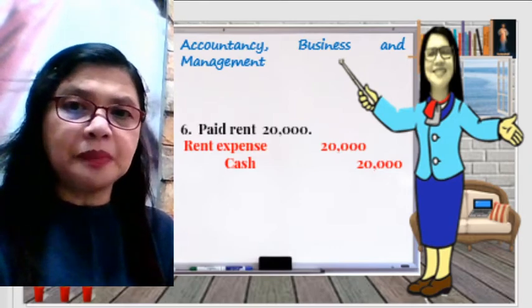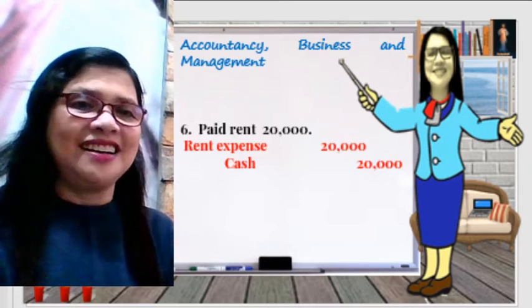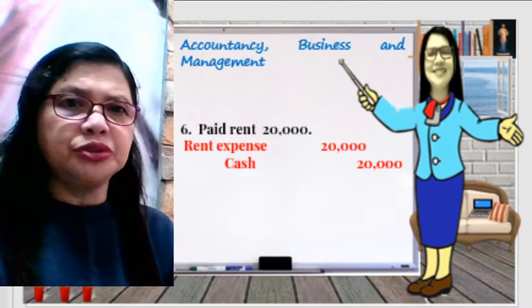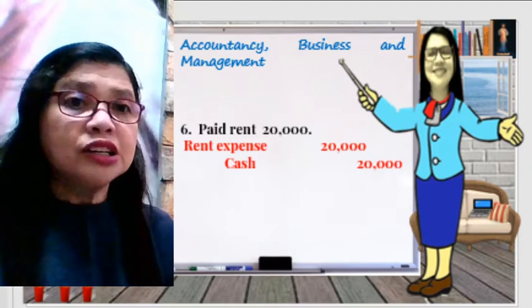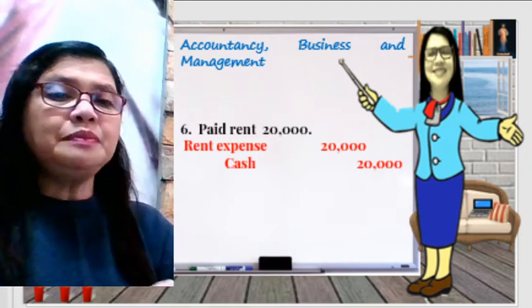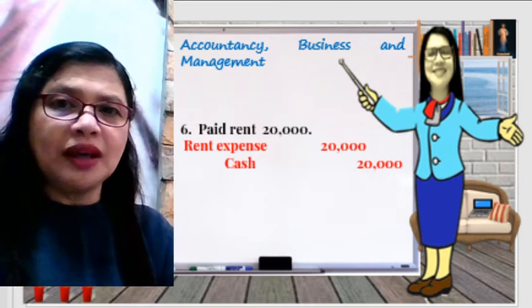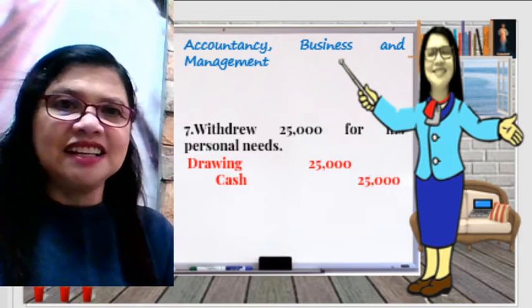Next, we have paid rent 20,000. Rent expense, as we know, is a debit account. Okay? Expenses are a debit normal balance. So you debit rent expense, 20,000. And because you paid, you disburse cash of 20,000.